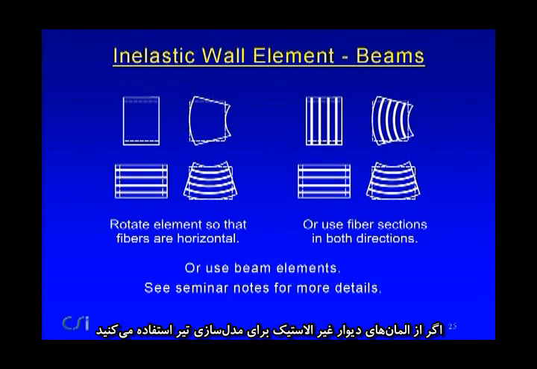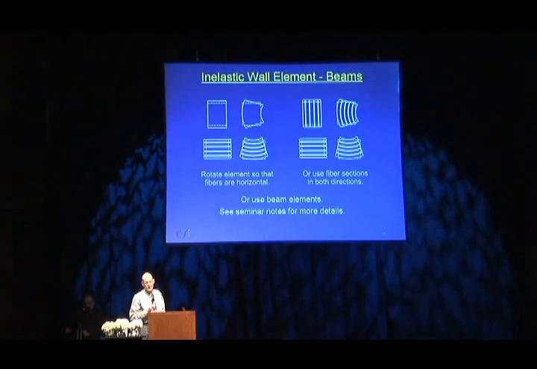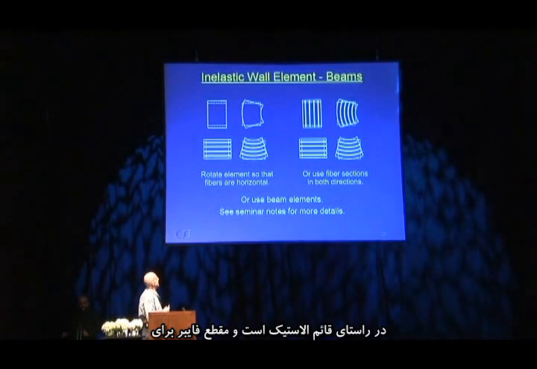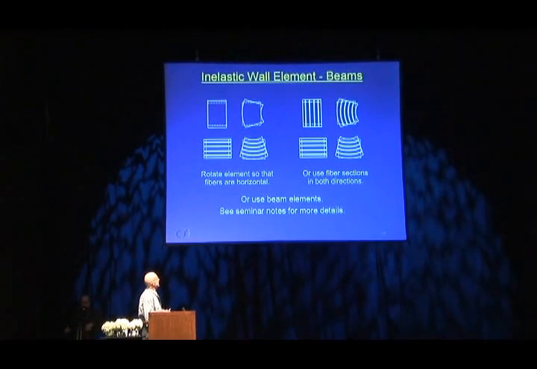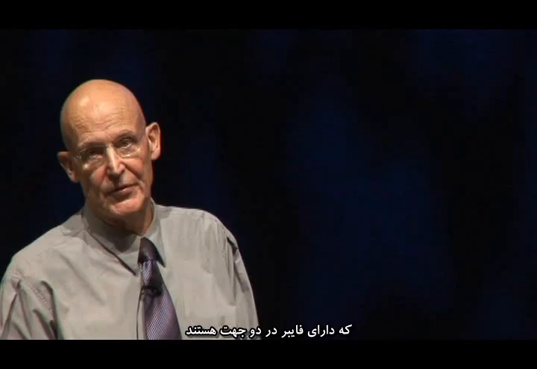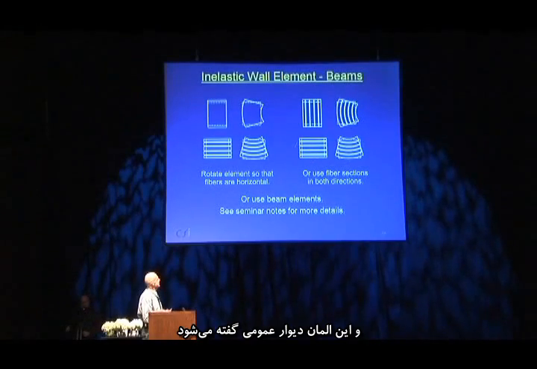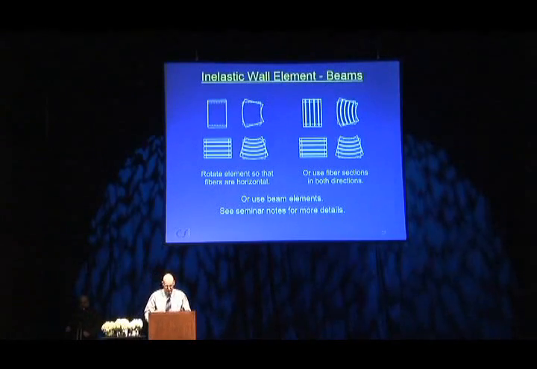If you're using inelastic wall elements to model beams, there's a couple of things you can do. You can rotate it so it's horizontal. And we're talking just about the bending part now. I'll talk about shear in a moment. So you can do this now. It's elastic vertically, and you've got fiber sections for horizontal deformation and bending. Or in Perform, you can use a different element which has got fibers in both directions. This in Perform is called a shear wall element, and this is called a general wall element. Or if you're modeling beams, you could use beam elements.